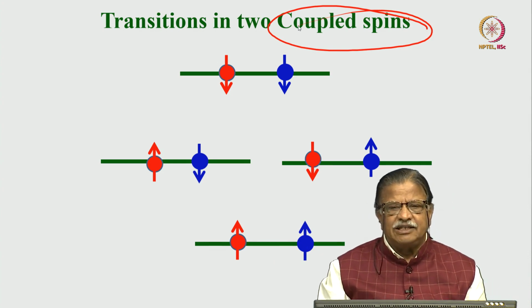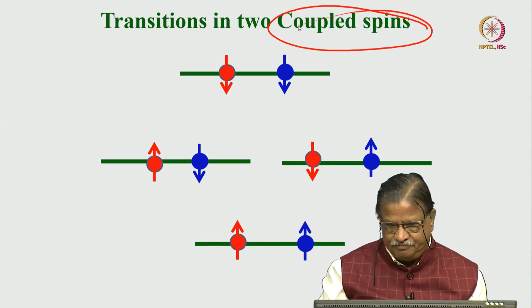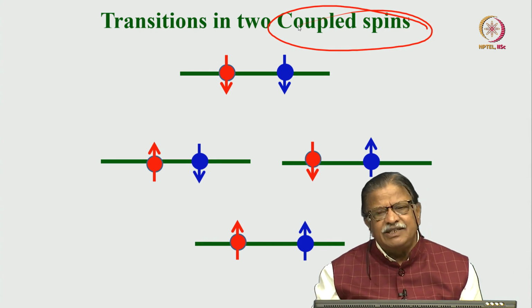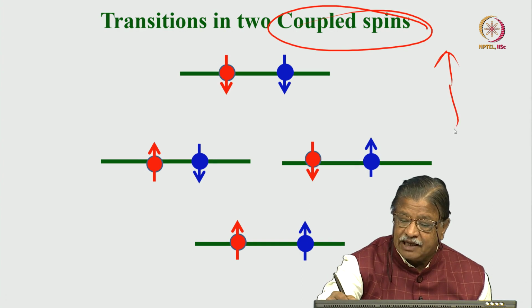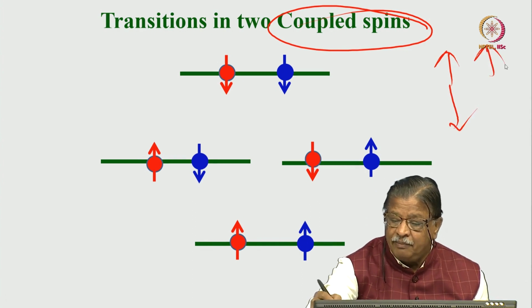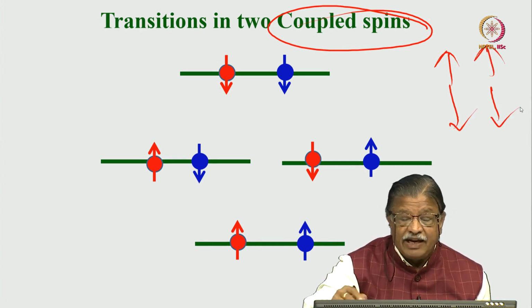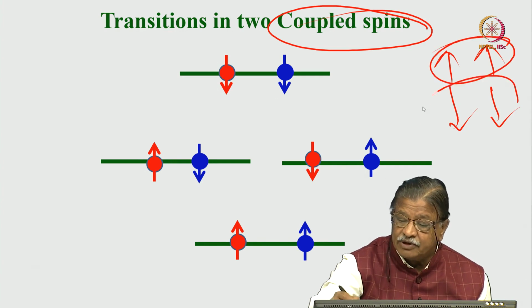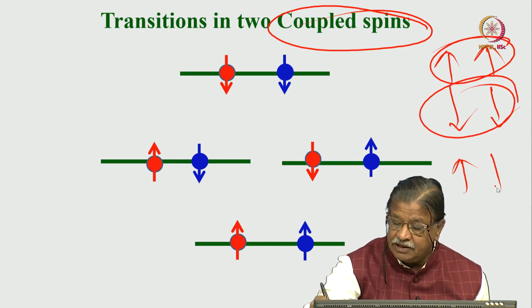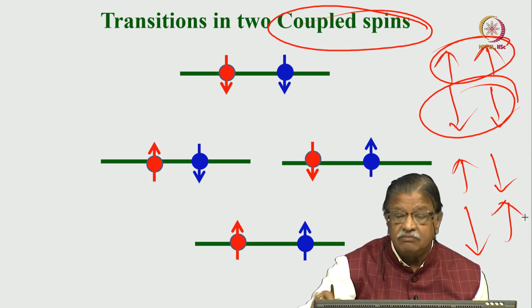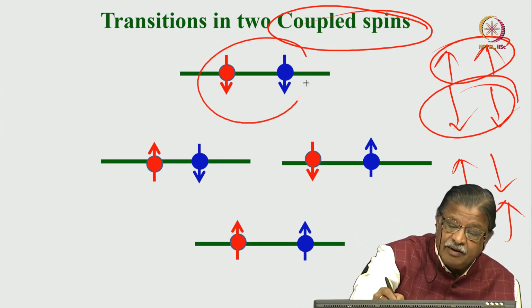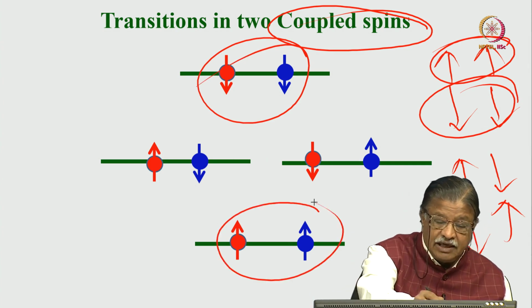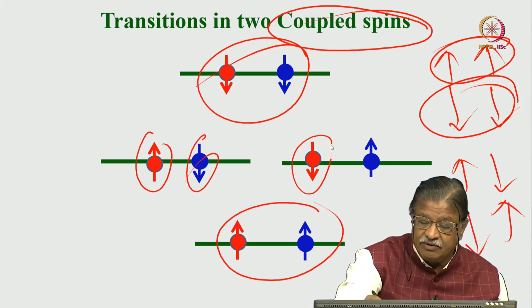Now, consider the situation where two spins are there. What are the combinations we can think of? If two spins are there, one can be up, the other can be down, or the other also can be up. There are various combinations: both can be up, both can be down, this up and this down, or this down and this up. Four possible combinations are there.